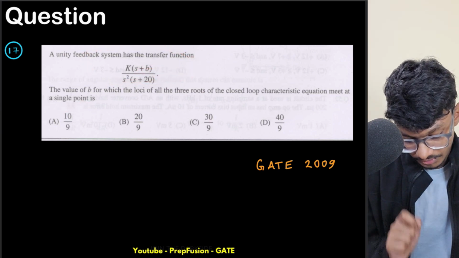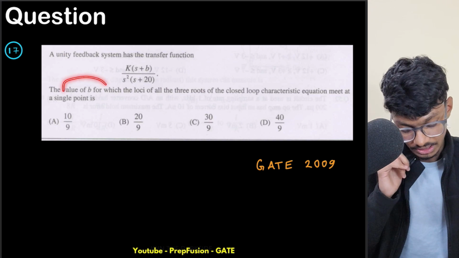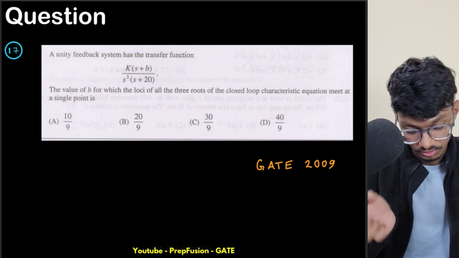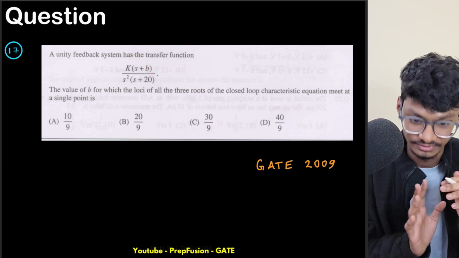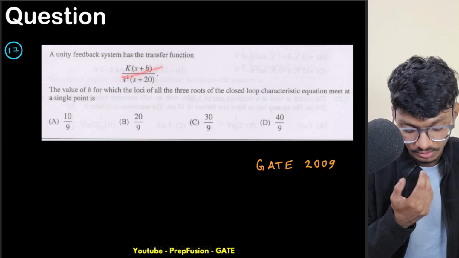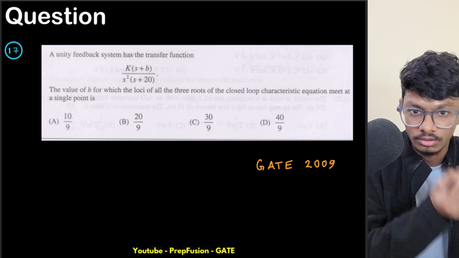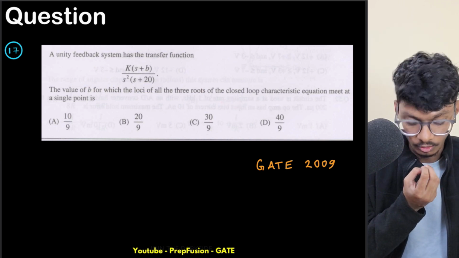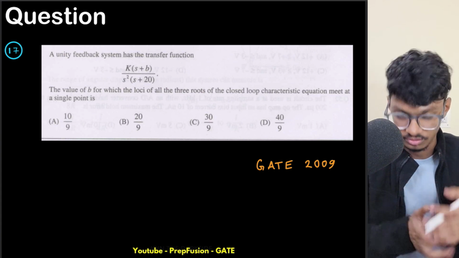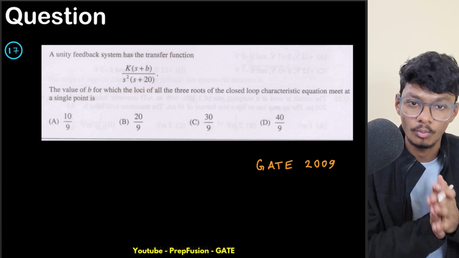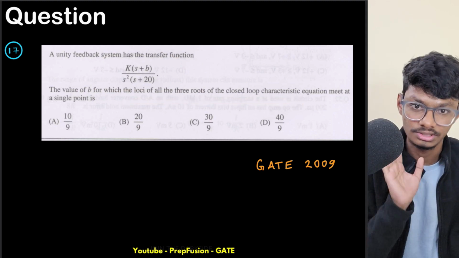The question asks for the value of b for which all the roots of the closed loop characteristic equation meet at a single point. So the transfer function is given, but we have to find the value of b. If this were the transfer function of the whole system, then obviously we wouldn't have to plot the root locus, and it says all three roots lie at the same point, but here we can directly observe these are not at the same point. They should have mentioned more clearly that this was the open loop transfer function, but they haven't. But what can we do? From the statement below, we can understand that this is an open loop transfer function.